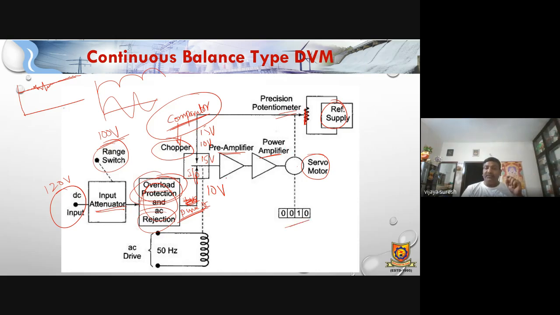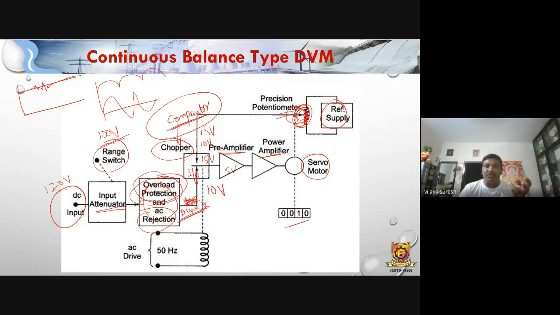Okay, now the error is 5 volts. Let us say error is 5 volts. Now this position is going to be changed. The precision potentiometer position is going to be changed by the servo motor. The servo motor handle is connected to the potentiometer terminal, so that whenever the servo motor starts rotating, the potentiometer position is going to change.